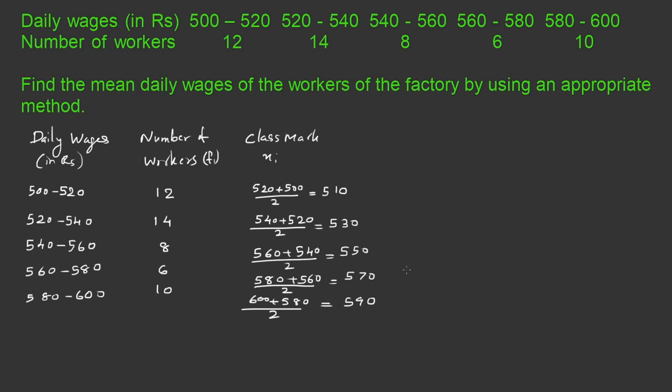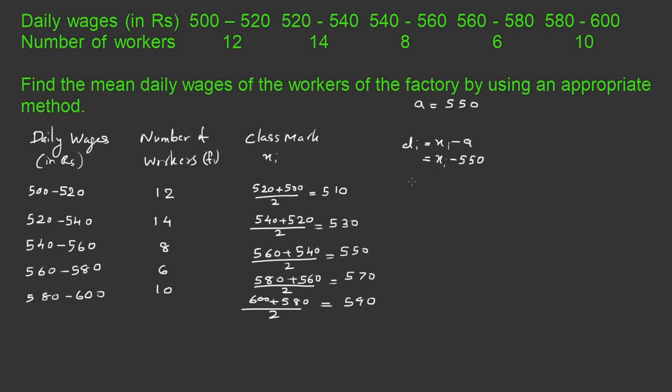We cannot use the direct method. Now we are moving to the second method, that is the assumed mean method. For this, let A, the assumed mean, be equal to 550. Therefore, the deviation di can be written as xi minus A. Here A is 550, therefore that is equal to xi minus 550.